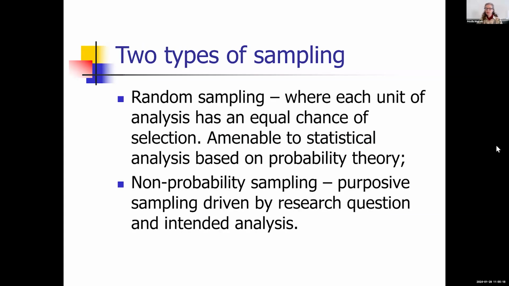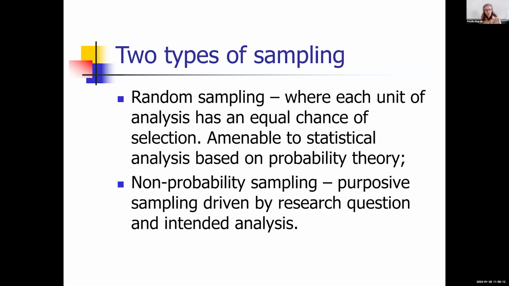So very broadly, there are two types of sampling, and this is going to cut across qualitative and quantitative. There are two types of sampling: random sampling, where each unit of analysis has an equal chance of selection. That is amenable to statistical analysis based on probability theory. And as I'm sure you're aware, this is kind of the gold standard for quantitative research: numbers, statistics, epidemiology, biostatistics. So then, if it's not a random sample, everything else is a non-probability sample. So in that case, purposive sampling driven by the research question and the intended analysis.